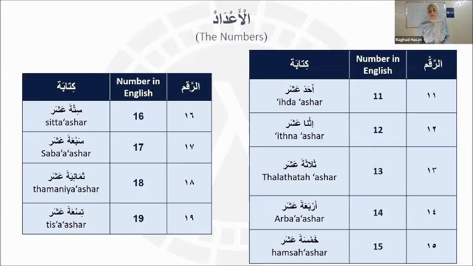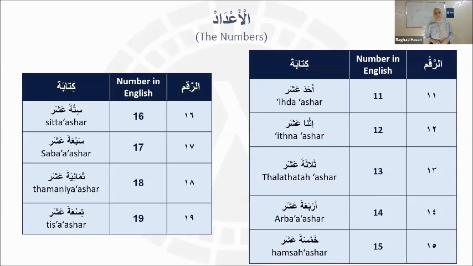Tis'a, you know tis'a. So tis'ata ashar. So the numbers from 13 to 19, you just put the number and then the ashar without adding or deleting anything. But we change the wahid and ithnan. Wahid, I just drop the waw, so it will be ahda ashar, which means 11. Ithnan means two, I just drop the noon, and it will be ithna ashar, which means 12. Okay, guys.